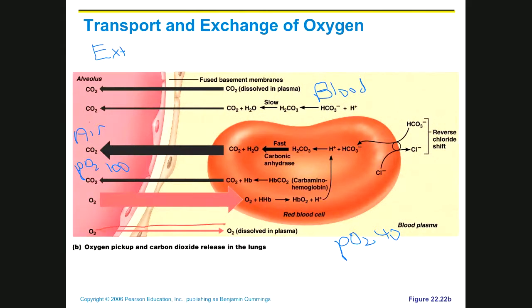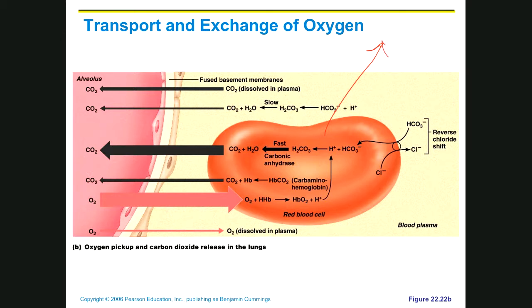Well, some of it is just going to dissolve in the plasma. It's about 1.5%. Most of it, though, is going to go into the red blood cell, and it's going to bind to hemoglobin so that we get oxyhemoglobin, and that's about 98.5%. So, looks like that. But then this blood is going to move. The blood is going to circulate, and it's going to go to the tissues.